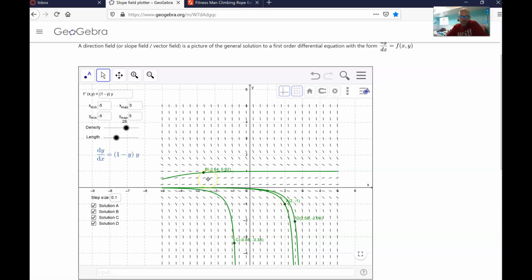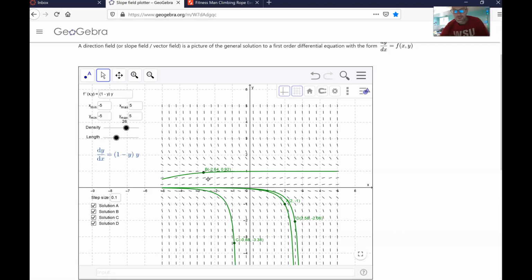See those little initial conditions there? If you know the initial condition, then from the slope field we can draw it. But our goal for this video is to actually be able to roughly sketch the graph, or the solution, with just one line. That's basically what a phase line is.